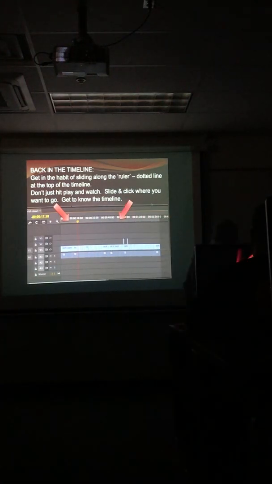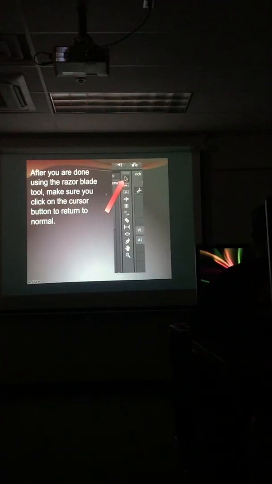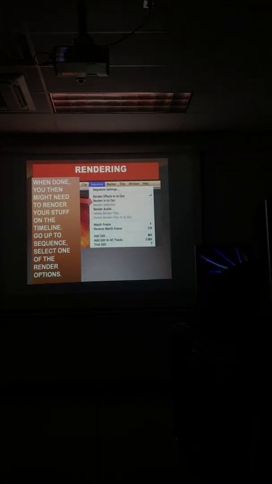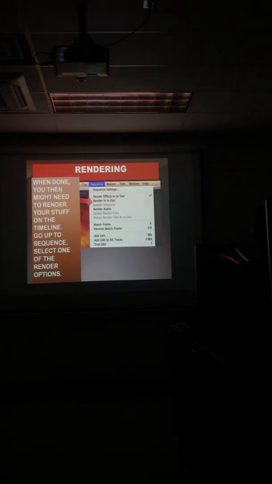You guys shouldn't have to if the settings, if you set it to DV and everything, but if you do, you go up to Sequence and go to Render, either in and out, or you go to Render Selection. Sometimes you have a Render All choice. I don't see anything like that there. You could render it.